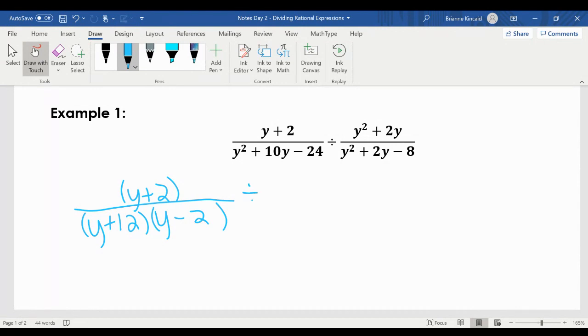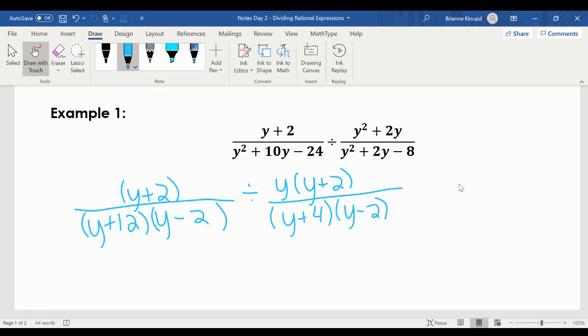The numerator in the second fraction, a GCF of y can be taken out, so that's going to be y times y plus 2. And then in our denominator, y squared plus 2y minus 8, positive 4, and negative 2 will multiply to negative 8 and add to positive 2.